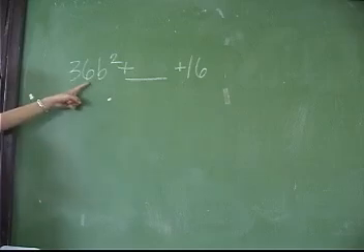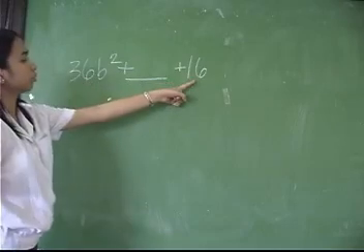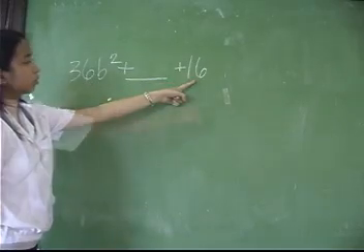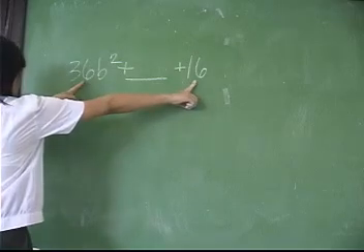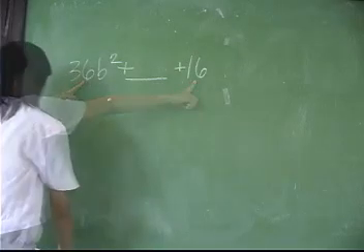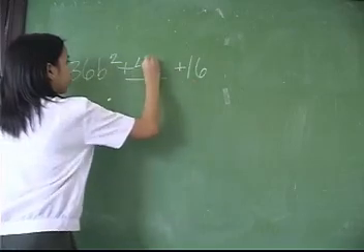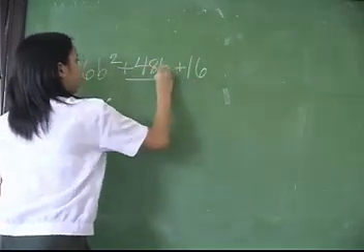The square root of 36b squared equals 6b. Square root of 16 equals 4. 6b times 4 equals 24b. 24b times 2 equals 48b.